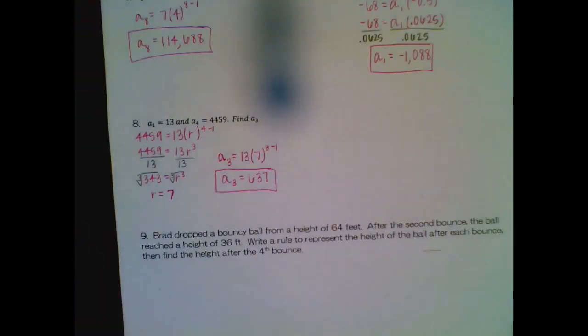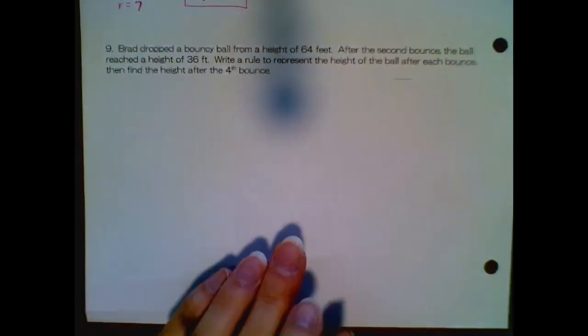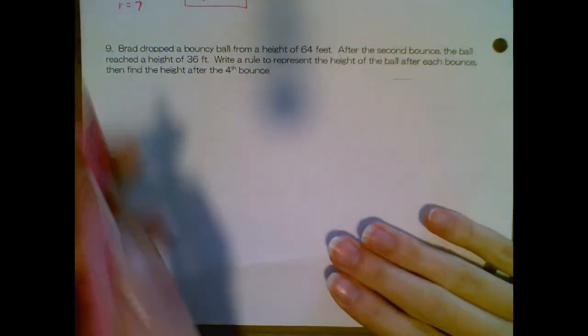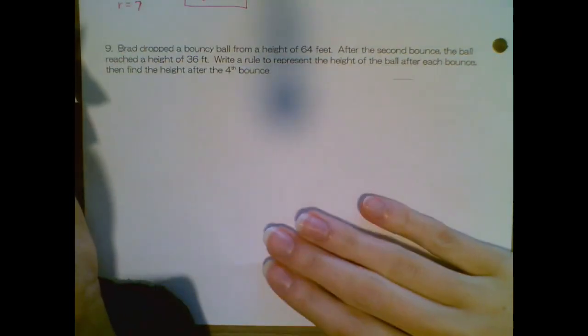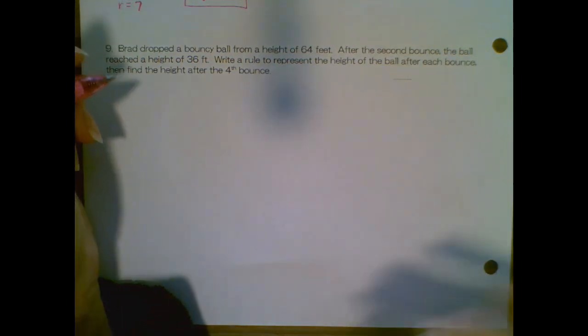All right. One more problem here. All right. Brad dropped a bouncy ball from a height of 64 feet. After the second bounce, the ball reached a height of 36 feet. Write a rule to represent the height of the ball after each bounce. Then find the height after the fourth bounce.